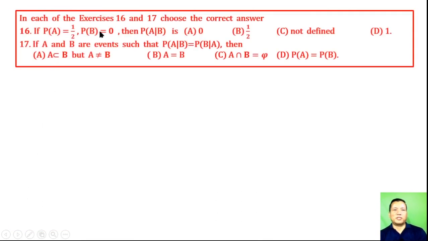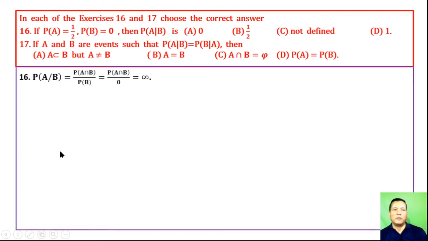In each of the exercises 16 and 17, choose the correct answer. Question 16: if P of A is half and P of B is 0, then P of A given B is? The formula for P of A given B has P of B in the denominator, and P of B is 0, so something divided by 0 is undefined. The option is C, not defined.